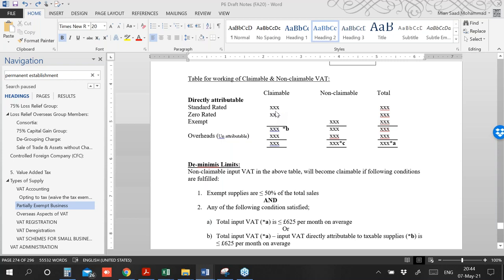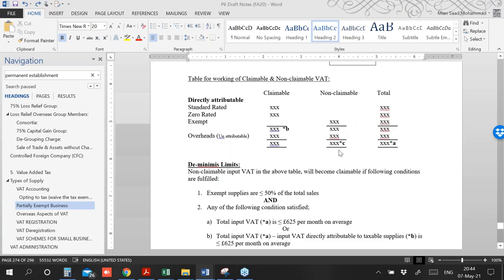The total VAT directly attributable to exempt supplies will be given to you in the question as well. But for overheads, you have to apportion the VAT yourself. And how do you apportion the input VAT on overheads? The formula I told you: if 70% of the sales relates to taxable supplies, 70% will be rated as claimable and 30% will be non-claimable.